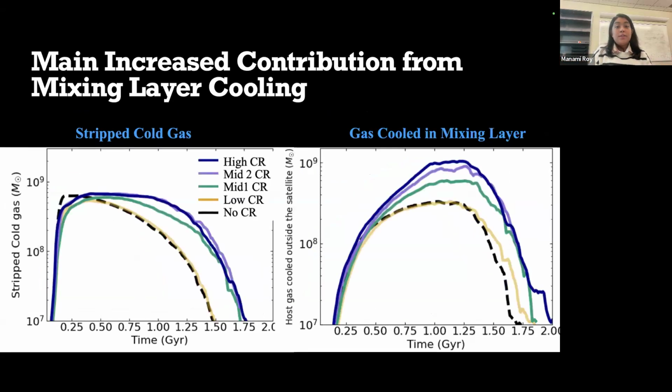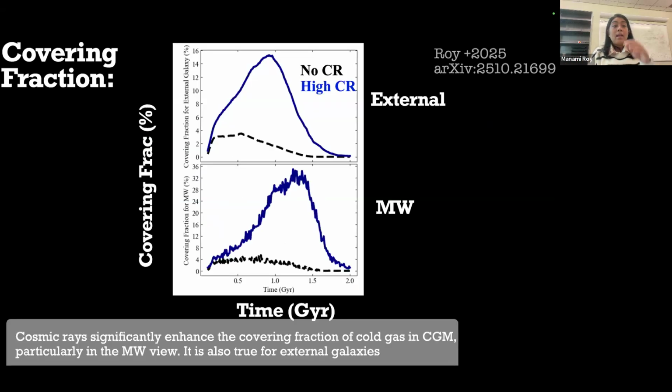And of course, this effect is systematic. I just wanted to show these are a lot of lines. So it's basically an increased amount of cosmic ray is making more gas in the mixing layer cool because it's making the cloud huge.